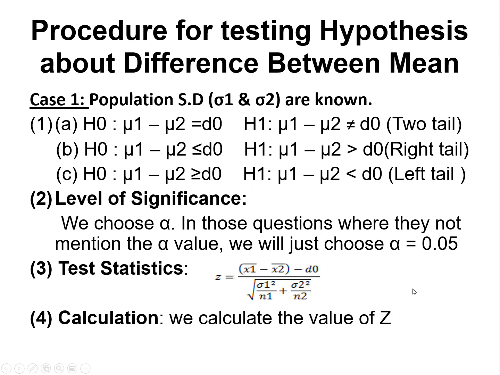The procedure for testing hypothesis about difference between means is very similar to the previous one. The first case is when the population standard deviations are known. So the population standard deviation will be known, and the rest you will calculate from the sample data. In the null and alternative hypothesis, as this is the first step in hypothesis testing, it will be a little bit changed, but you need not be confused.